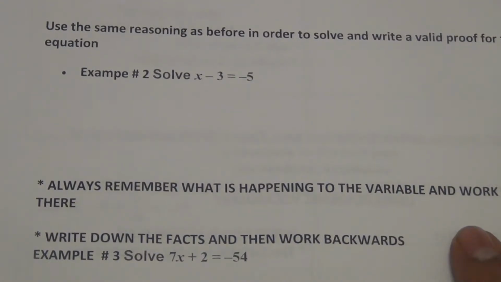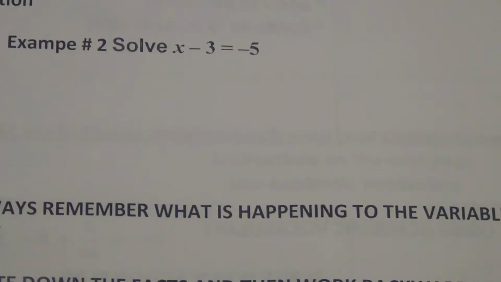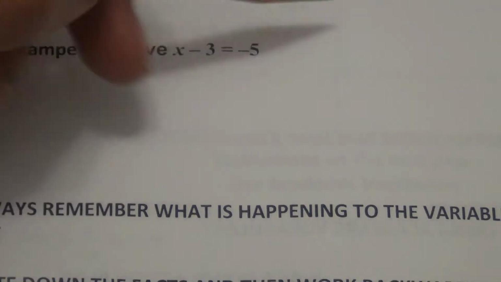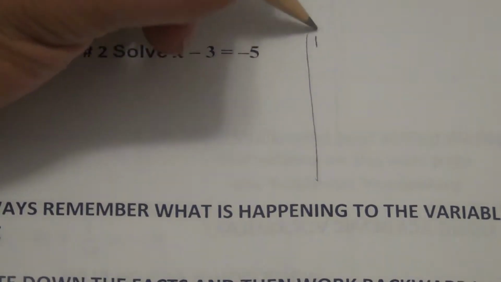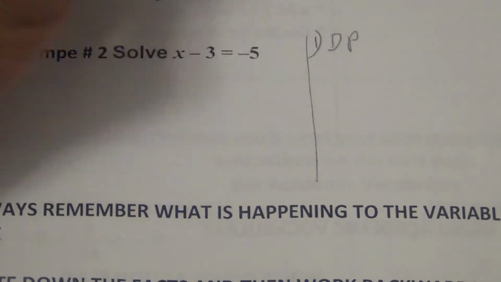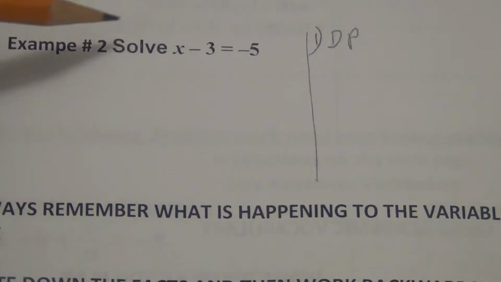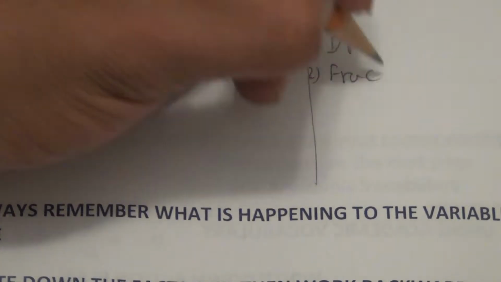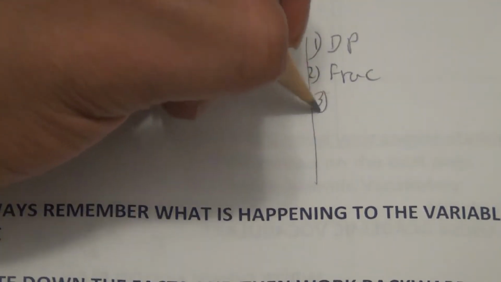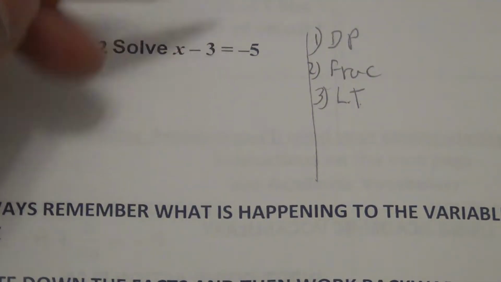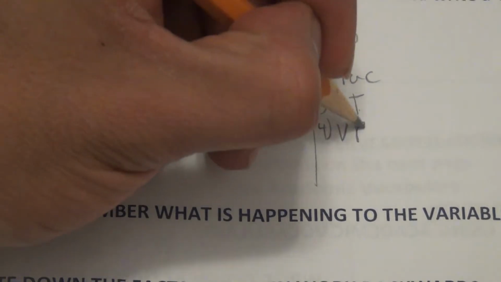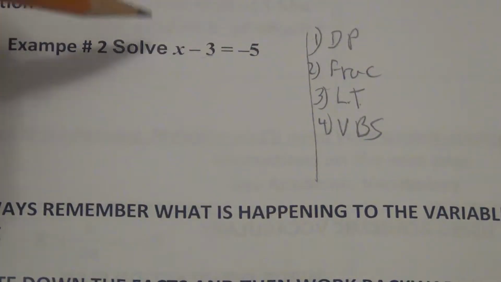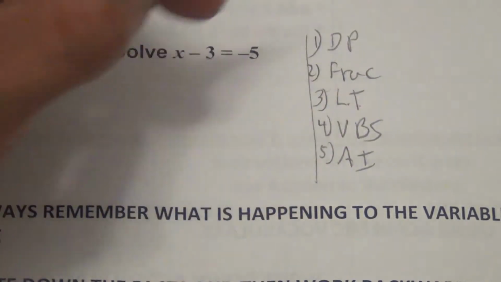It says solve x minus 3 equals negative 5. So if we follow the rules that I gave you, the first rule is, do we have the distributive property? The answer is no. The second rule was, do I have fractions? The answer is no. The third rule was, do I have like terms? The answer is no. The fourth rule is, do we have variables on both sides? The answer is no.